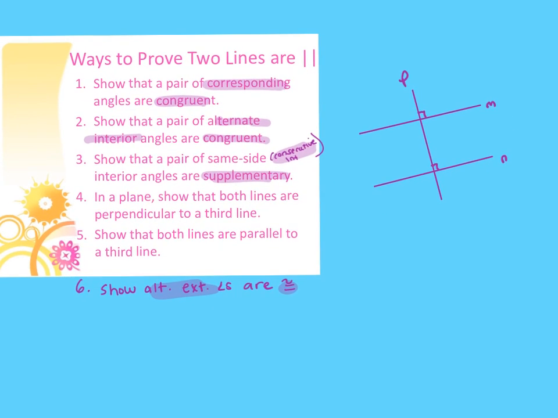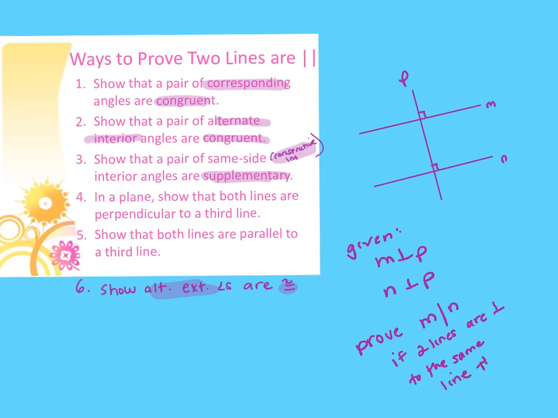Okay, so because M is perpendicular to P and N is perpendicular to P, M and N are parallel. So this would be like given, it won't be this easy, but given M is perpendicular to P and N is perpendicular to P, I can prove M is parallel to N because if 2 lines are perpendicular to the same line, the line keeps on going. So it's another way to prove they're parallel. If 2 lines are perpendicular to the same line or 2 lines are parallel to the same line.